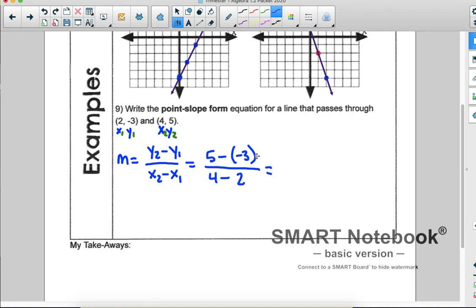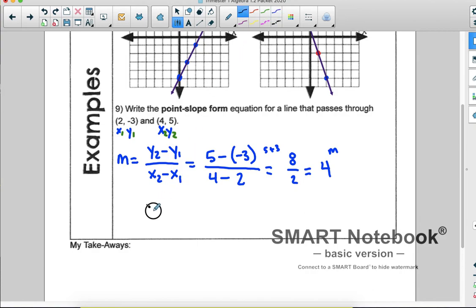So 5 minus -3, we could use a calculator. I don't have that pulled up. But we could change it to adding the opposite. So this is really like 5, change it to adding. What's the opposite of -3? +3. So 5 plus 3 is 8. 4 minus 2 is 2. And then can we simplify that? In this case, 8 divided by 2 is just 4. So that's the m.